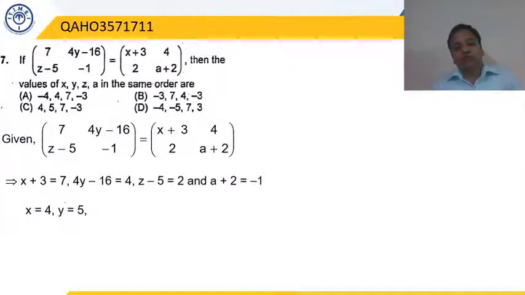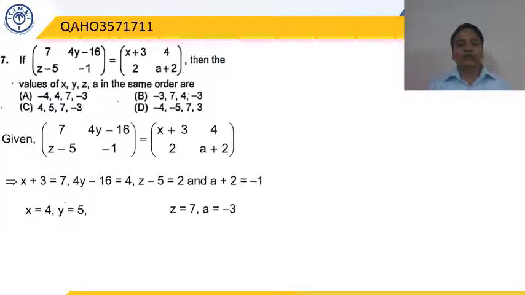z minus 5 is equal to 2. We can safely say z is equal to 5 plus 2, which means 7. And a plus 2 is equal to minus 1. That says a is equal to minus 3. Now suppose I concentrate only on the first part, that is, I want to find the value of x. x equal to 4. There is only one choice that gives x equal to 4, in the same order. y is equal to 5. That strengthens my assumption that my answer has to be choice C, because 4 and 5 respectively are there only in choice C. Moving further, it says z minus 5 equal to 2. z is equal to 7.